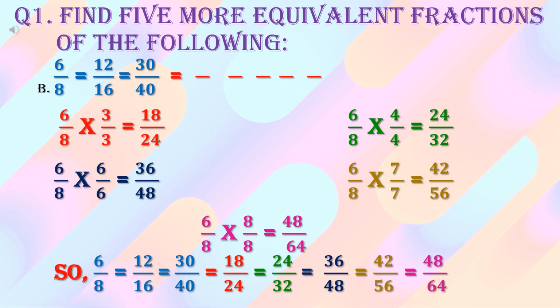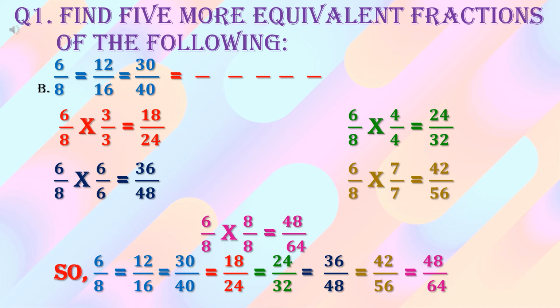Now let's take one more example for this, and next example is B part. 6 upon 8 is equal to 12 upon 16 is equal to 30 upon 40, and we have to find out 5 more equivalent fractions of this. So we will take 6 upon 8 and we will multiply it with different numbers. 6 is the numerator and 8 is the denominator, and numerator and denominator both will be multiplied by different numbers, and first of all we will multiply by 3.